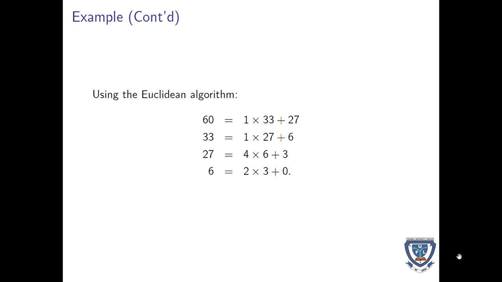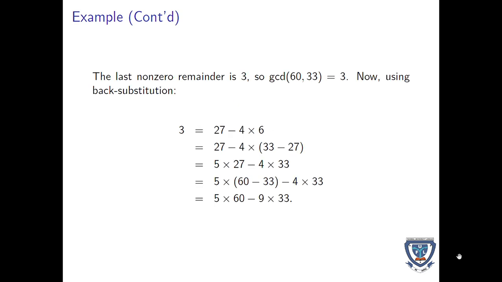Moving forward, using the Euclidean algorithm, 60 is equal to 1 times 33 plus 27. 33 is equal to 1 times 27 plus 6, while 27 is equal to 4 times 6 plus 3, and 6 is equal to 2 times 3 plus 0. This is how to use the Euclidean algorithm to find the greatest common divisor of 60 and 33. Okay, we have shown that the GCD is 3.